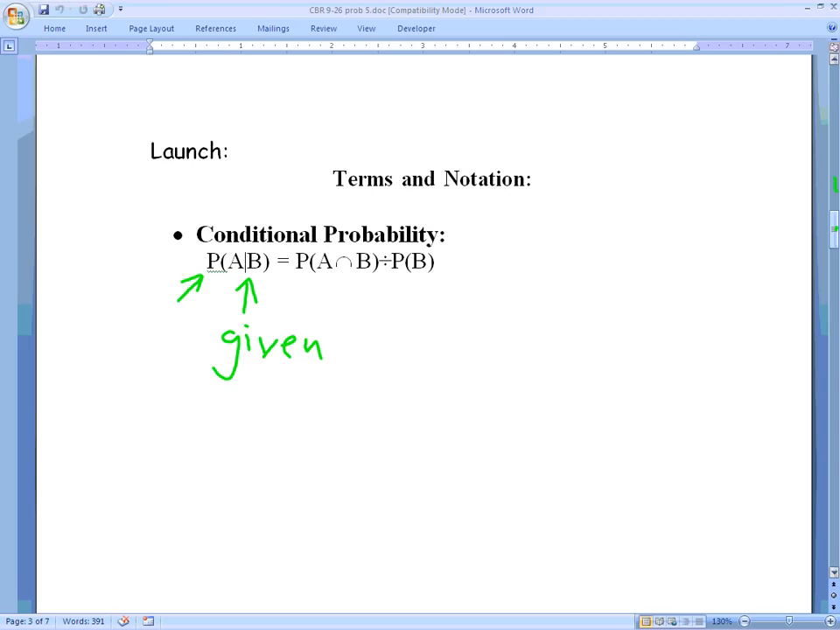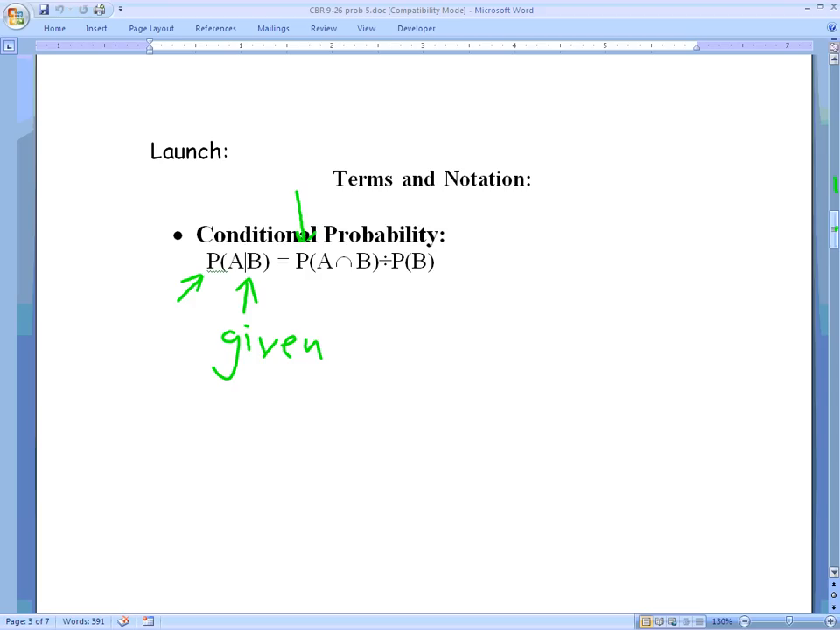So the probability of A knowing that B occurred, or the probability of A given B, is how we'd read this first part of the statement before the equal sign. And then from that point on, we take the probability of A and B. Remember, probability is a number. Every time we see a P, that's a single value. So we find that one number between 0 and 1 that represents the probability of A intersect B. And then we divide by the probability of B. So it's a division problem. And that's how we do conditional probability.